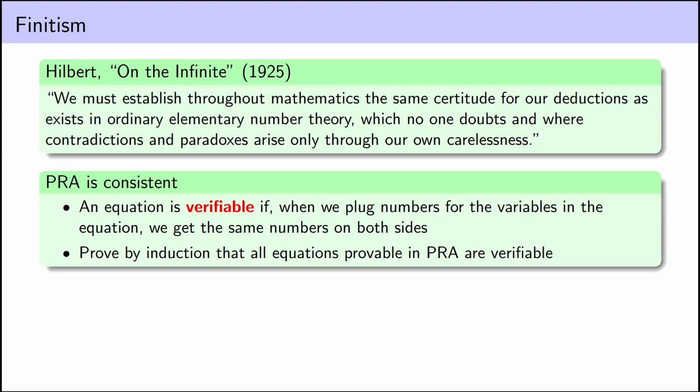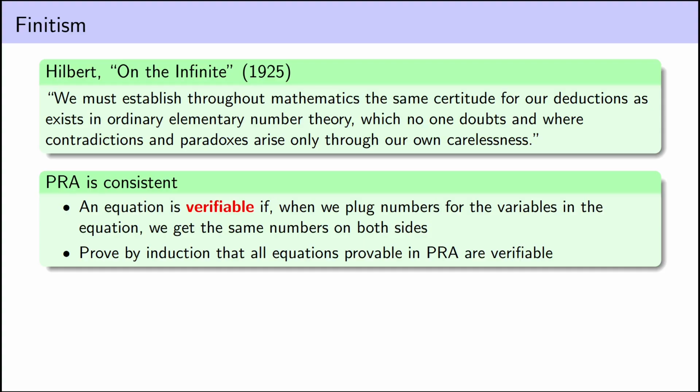Let's take a look at a proof that primitive recursive arithmetic is consistent. And again, this is from Goodstein. This shows up various other places as well. We say that an equation is verifiable if when we plug in numbers for the variables in the equation, we get the same numbers on both sides. This is a fancy way of saying that our equation is true. X plus y equals y plus x is a true equation because when we plug in whatever numbers we want for x and y, we always get equal numbers on both sides.